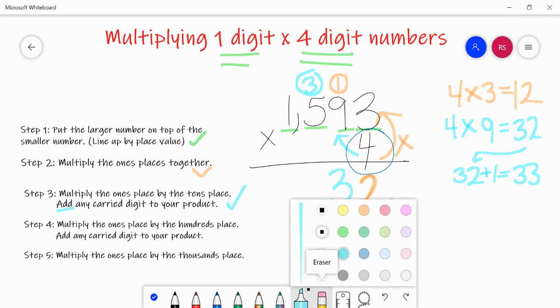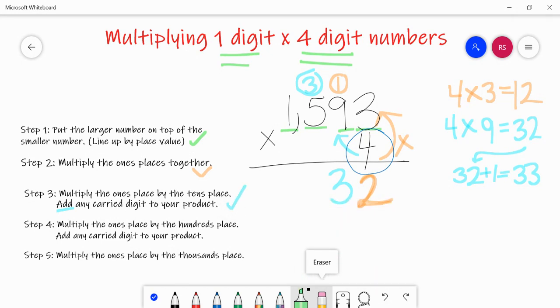Let's move on to step 4. Step 4 says multiply the ones place by the hundreds place. So I'm going to take my 4, multiply it by the digit in the hundreds place. I have 4 times 5. I know that 4 times 5 is 20, but wait a second. I have to add the 3 that I carried over. So I have 20 hundreds plus 3 more hundreds, or 20 plus 3, which is equal to 23 hundreds.